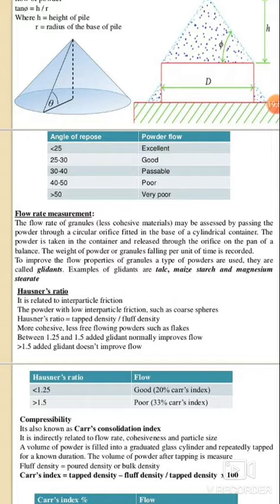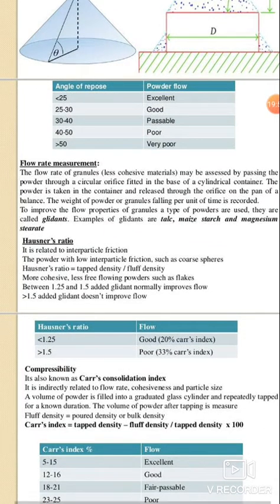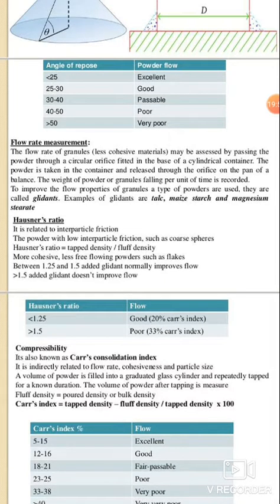This value is excellent. If your value is 25 to 30, this value is good. 30 to 40 is possible. 40 to 50 is poor. Greater than 50 is very poor.